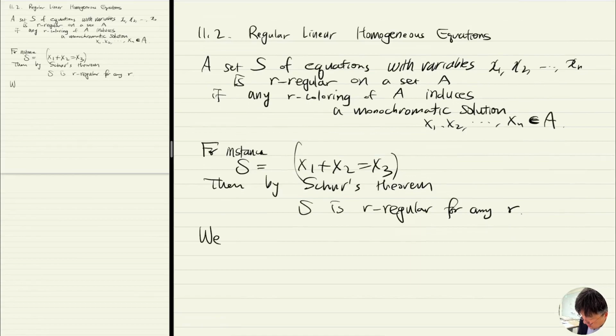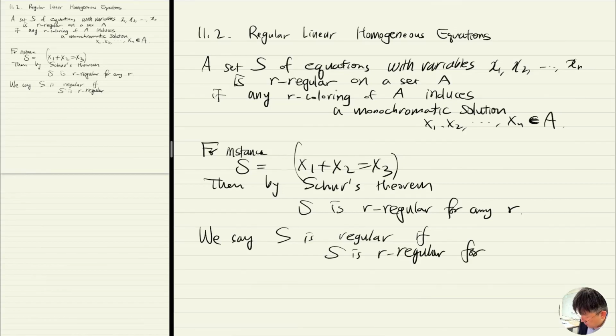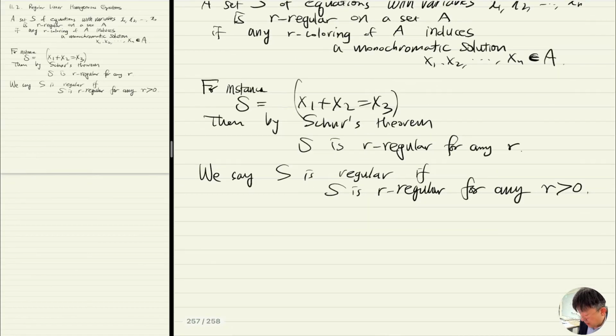And we say S is regular if S is R regular for any positive integer R. Okay, I forgot to say on which set, on the n. So n is the set of positive integers, right?